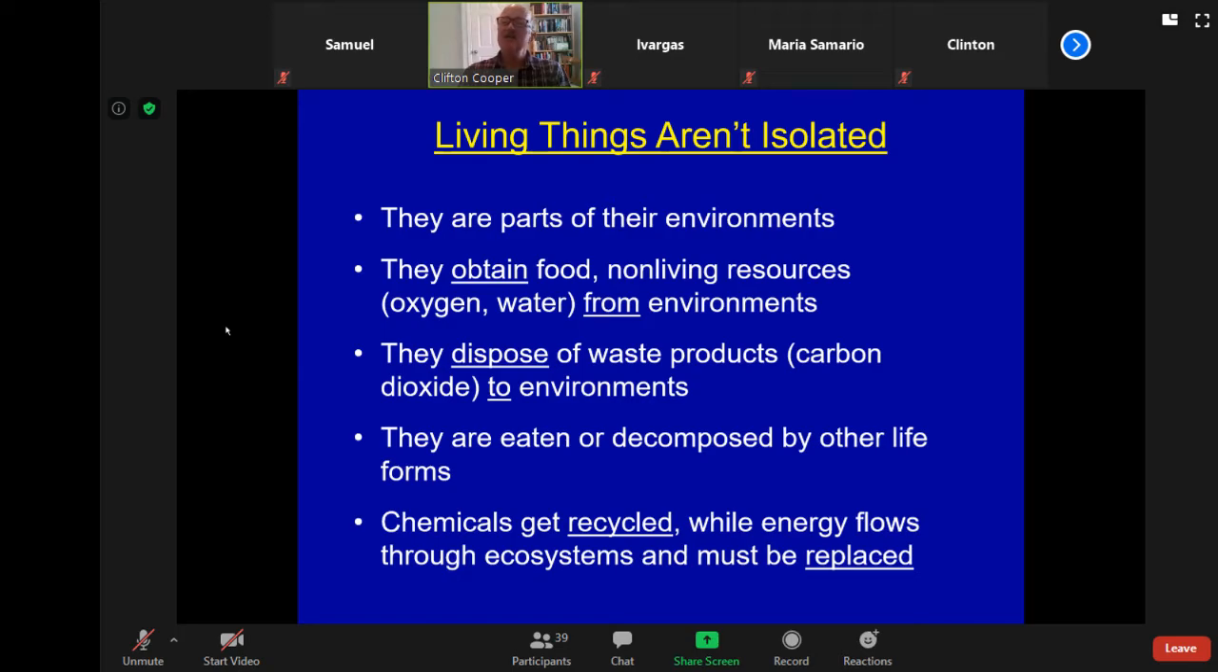Obviously, we get seasons where life forms may hibernate and so forth and come back the next spring. But in general, we need the sun to keep on shining. So the atoms that are in us are essentially eternal, but the energy is not.